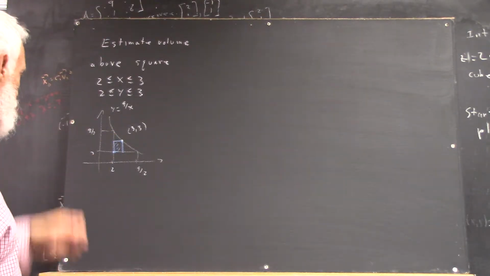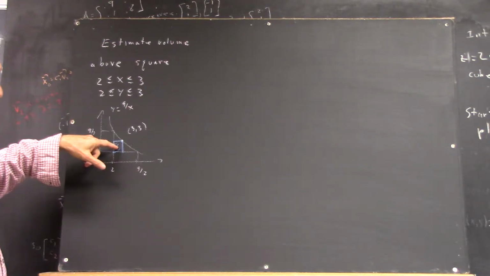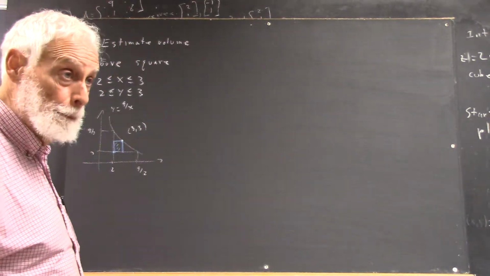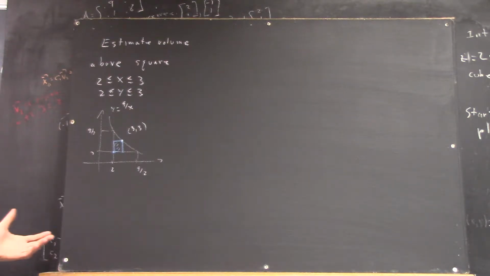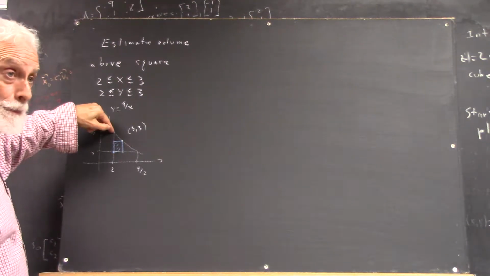So if we get a good estimate of the volume above this square and below the curve z equals 2 square root of xy, then we're going to have at least a ballpark idea of how big this integral ought to be. Okay? And we could also estimate the area of this region.